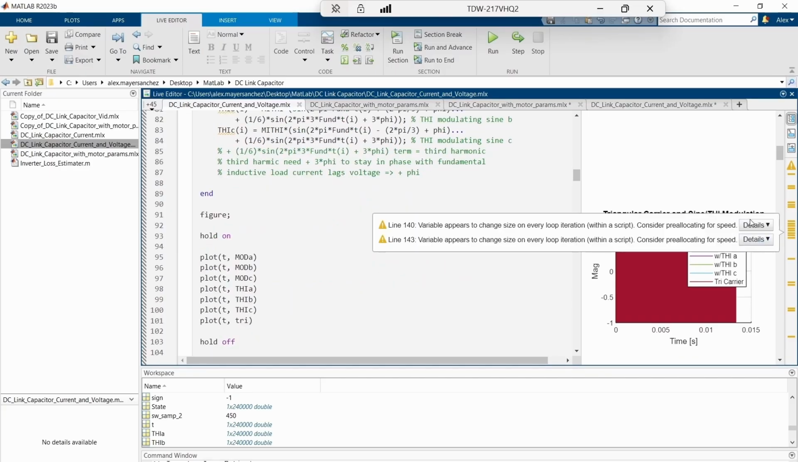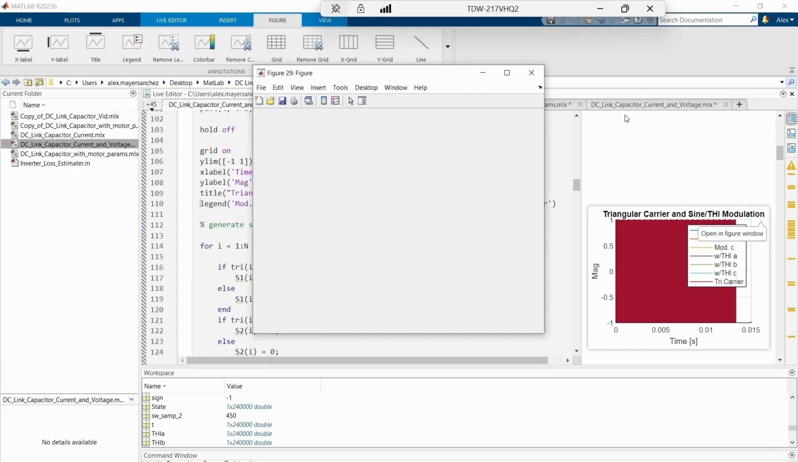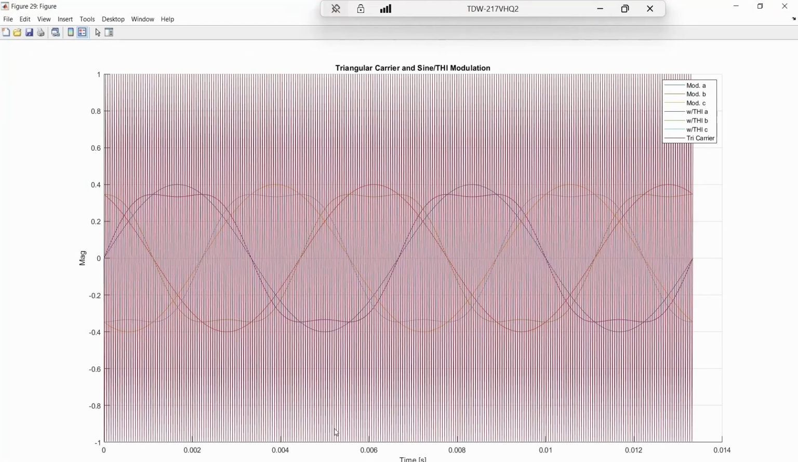And then, like the plot I just showed, the red is the switching triangular carrier, and the other waveforms are the modulating waveforms. You can see the third harmonic waveform has a third harmonic, and the sine PWM is just one frequency of a sine wave, one frequency fundamental.